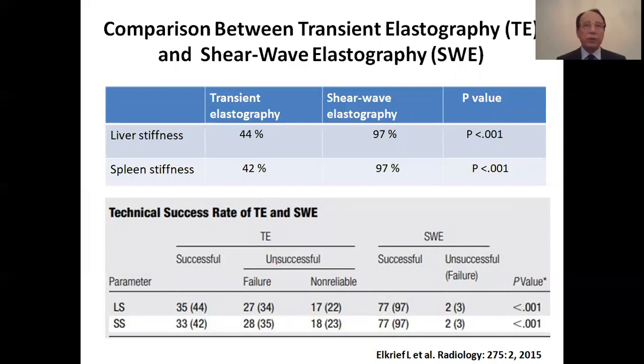It was asserted that shear wave elastography is better than transient elastography, showing the liver and spleen stiffness. Moreover, shear wave elastography is more successful than transient elastography technically. There is no data using two-dimensional shear wave elastography and strain elastography for diagnosis of portal hypertension.